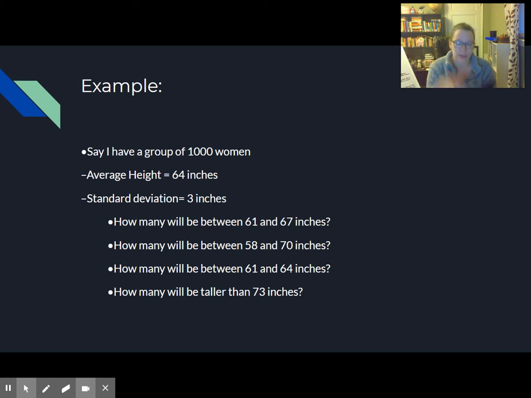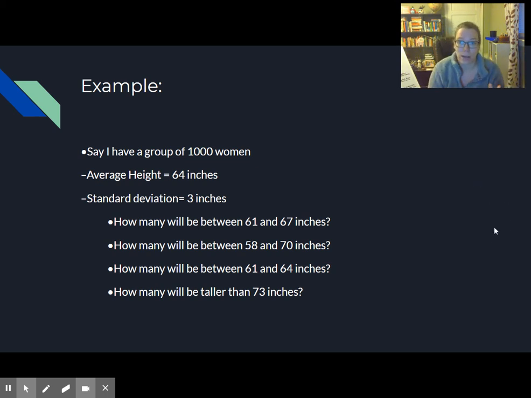I multiply that by 1,000. Again, I get 2.5 people. So I would expect only about 2, possibly no more than 3, to be taller than 73 inches out of the 1,000 women that I have in front of me. So this is sort of what we're going to be doing with the Z-score.